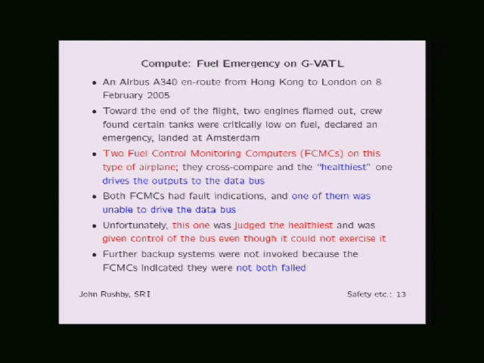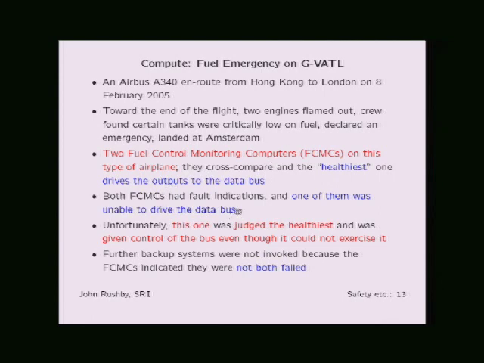Okay, so they landed in Amsterdam, and when they did the post-mortem, they found that it was a problem with computers on the system. There are these computers called fuel control monitoring computers, FCMCs. Again, for a safety critical embedded system, you have redundant computation. So you budget for the case where one computer fails, and then you have a backup computer that can take over. In this case, there were two FCMCs, and they always cross-compare their results. They have some scheme of determining who is correct. The healthy computer is the one which actually writes the control outputs to the data bus.